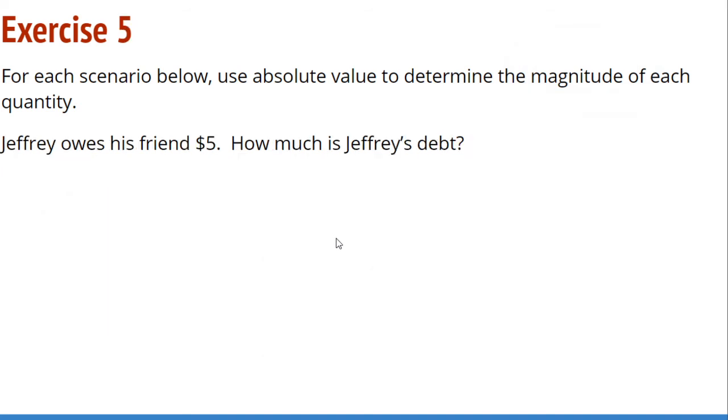Exercise 5. For each scenario below, use absolute value to determine the magnitude of each quantity. Jeffrey owes his friend $5. How much is Jeffrey's debt? We have a situation where Jeffrey owes someone money, so that is a negative situation for Jeffrey. It's a -5. The magnitude is the absolute value of this -5.